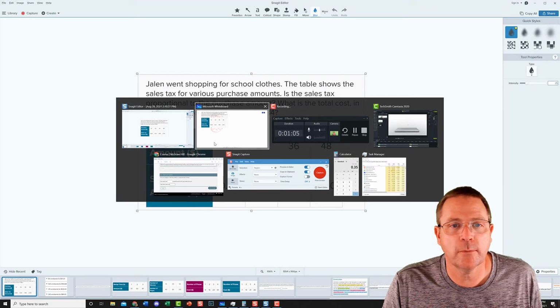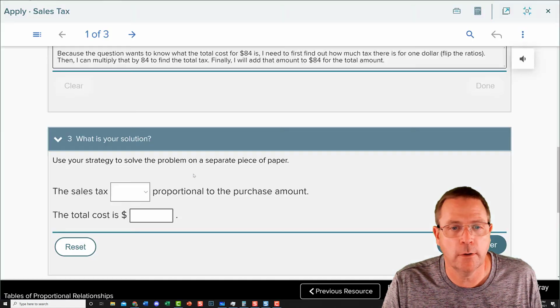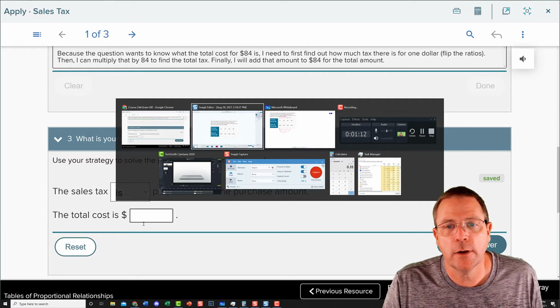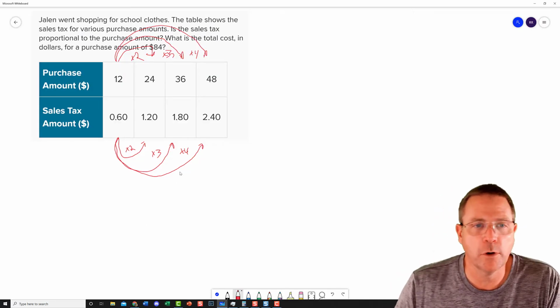I put the wrong spot there. Where's our answer key? There it is. It is going to be proportional. Now we've got to calculate the total cost, and that's where the real work is going to come in.